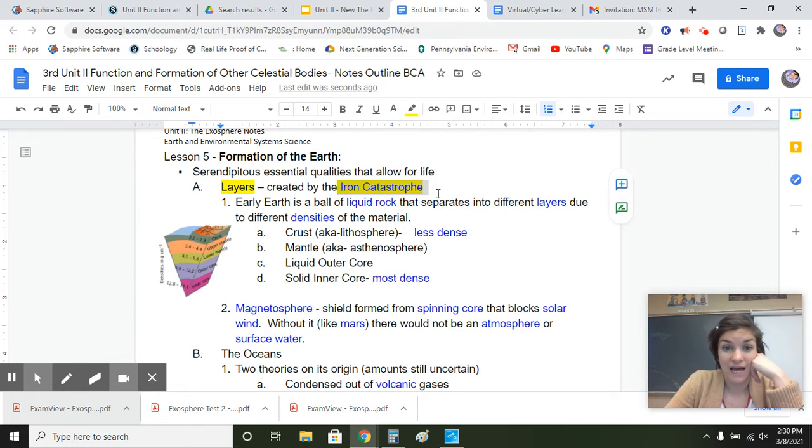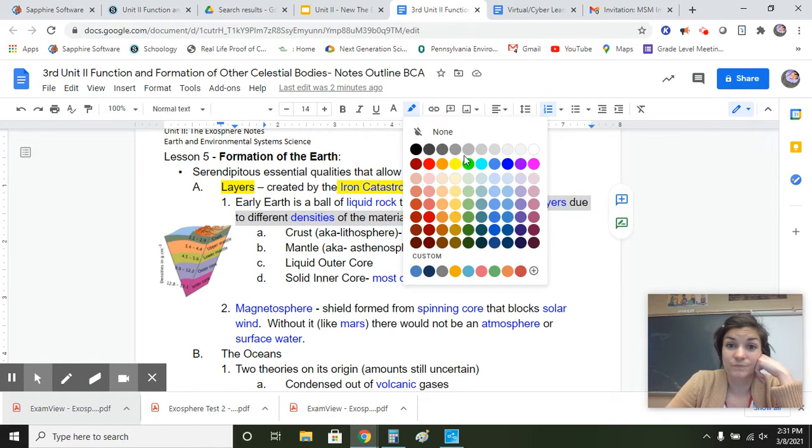All it means is that during that time when Earth was all molten and being bombarded by other planets and other planetesimals, the baby planets, the heavier things, the iron, fell down into the middle of Earth. And then you have these less dense layers on the outside. So the early Earth is a ball of liquid rock that separates into different layers due to different densities of the materials. So kind of a big deal.